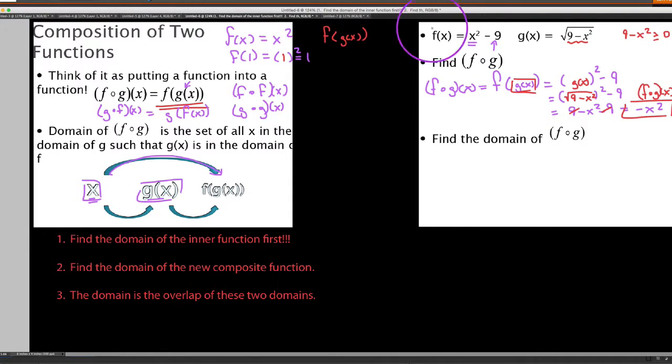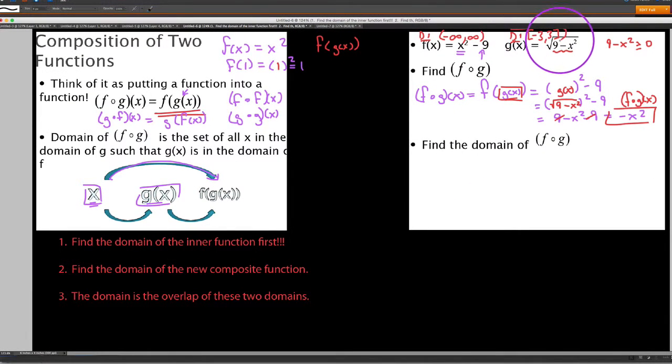So just by observation, let's go back and write in what the domains of these functions are. I notice that the domain of this one here is just negative infinity to infinity. But the domain of the inner function we just noticed was negative 3 to 3, and it's inclusive, so we're going to include negative 3 and 3. So as far as finding the domain of f of g of x, here were the two things that I told you to do. First of all, find the domain of the inner function. So the domain of g of x is negative 3 to 3 inclusive. Now, find the domain of the new composite function.